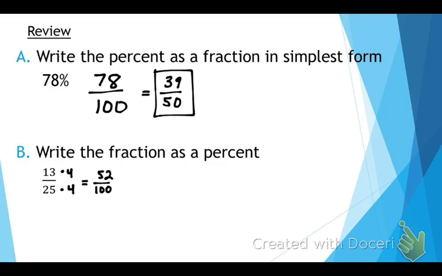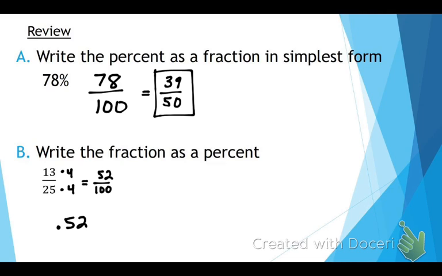I want you to plug this into your calculator. 13/25. What do you get? Okay, 0.52. All right, so same thing here. We are trying to write it as a percent. As you can see, neither one of these are a percent yet.